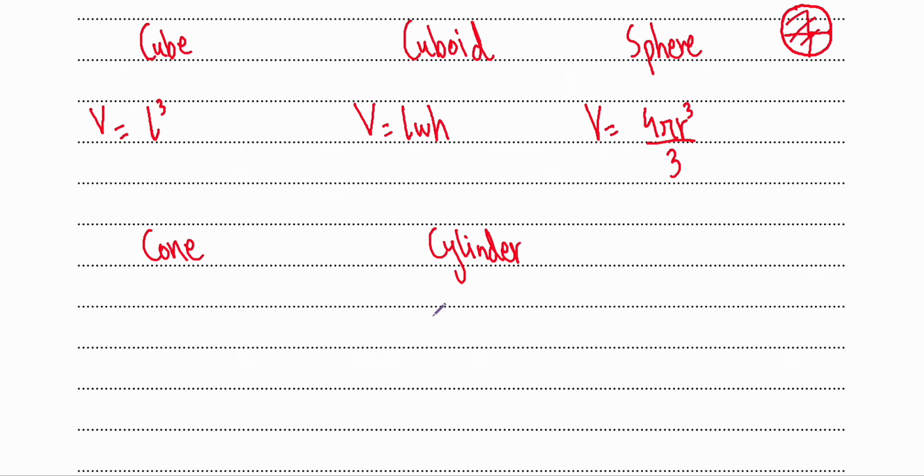Now let's do cylinder first before cone. So the volume of a cylinder is equal to pi r squared times height. So if we have a cylinder, this is r right here, and this is h right here. So that's pi r squared, the area of the circle, times height.